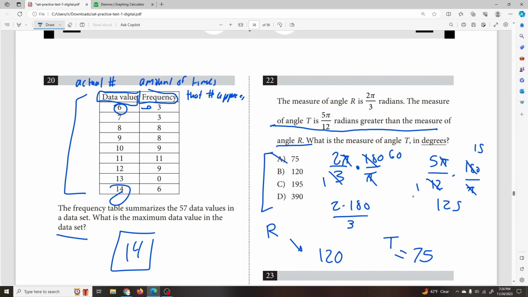So the trap answer here is 75. We know that angle t is equal to 5 pi, this is 75 degrees greater than the measure of angle r. So t is not 75. T is 75 plus r, which is 120. So 75 plus 120 is 195.